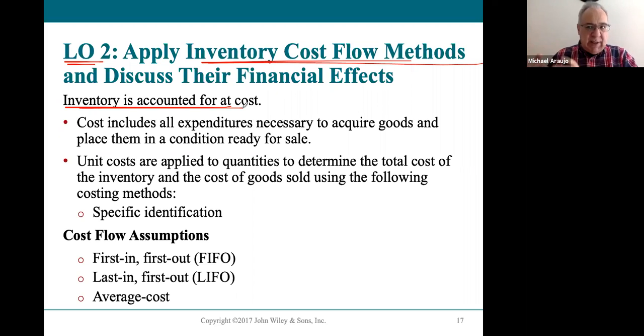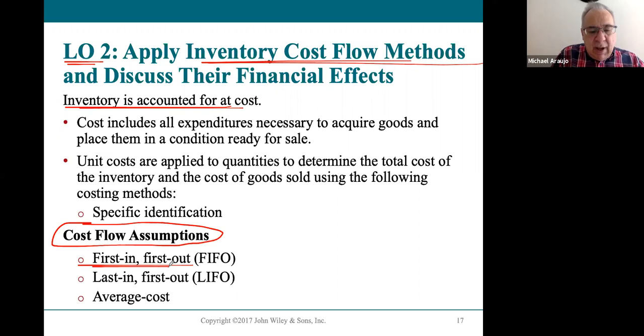Companies have choices on how they want to cost out the inventory. The most common ones that we are going to focus on are the ones listed below here. First in, first out is also called FIFO.